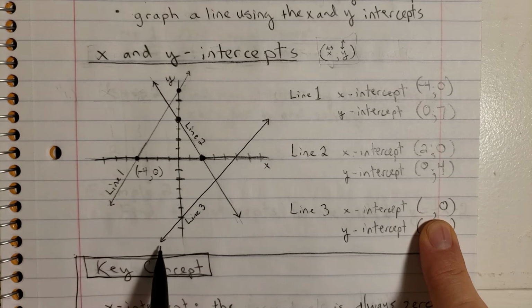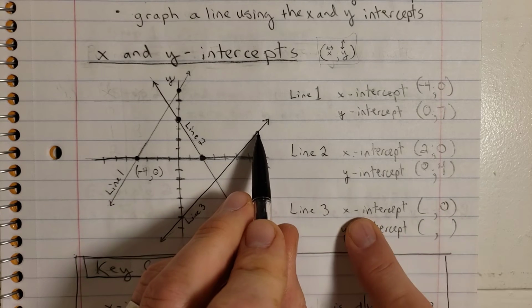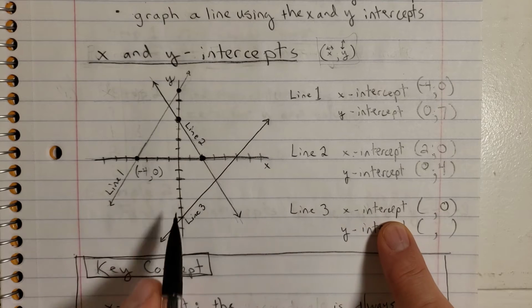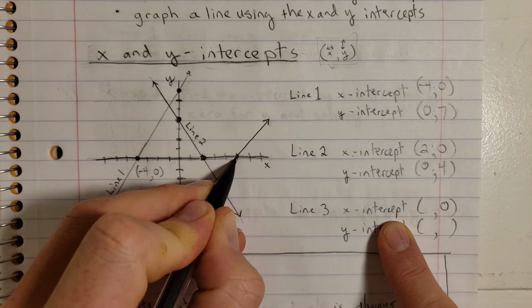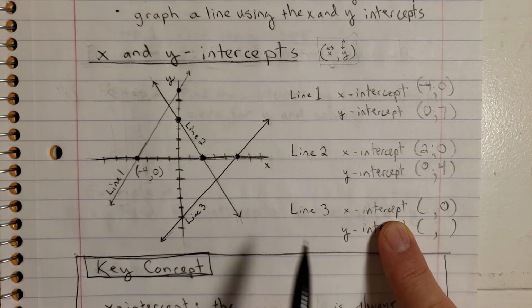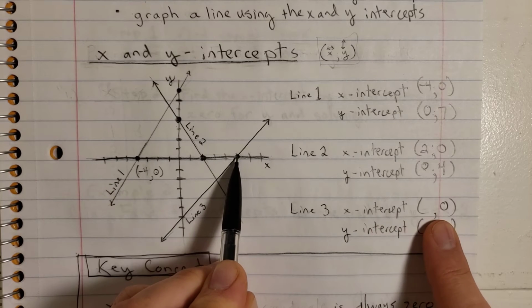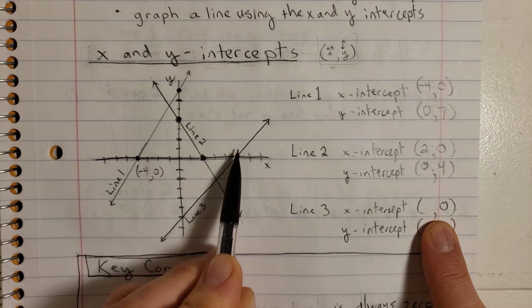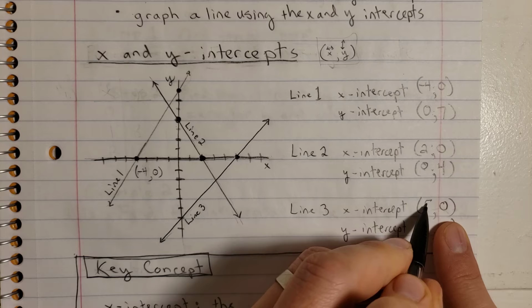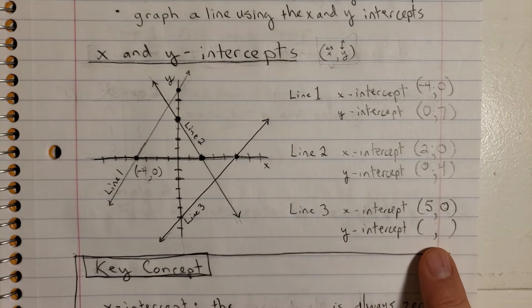The y-intercept of line 3. No, sorry, x-intercept of line 3. Where does it cross the x-axis? The line crosses the x-axis right here. All right, x-intercept. And that is over 1, 2, 3, 4, 5, and up nothing. So it's over 5, but up nothing. So we were right about that.